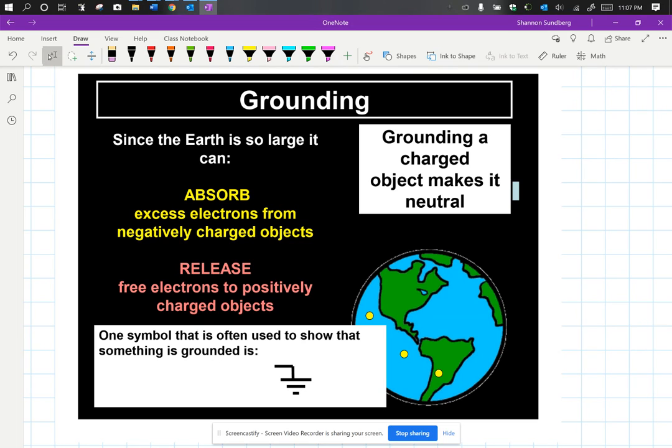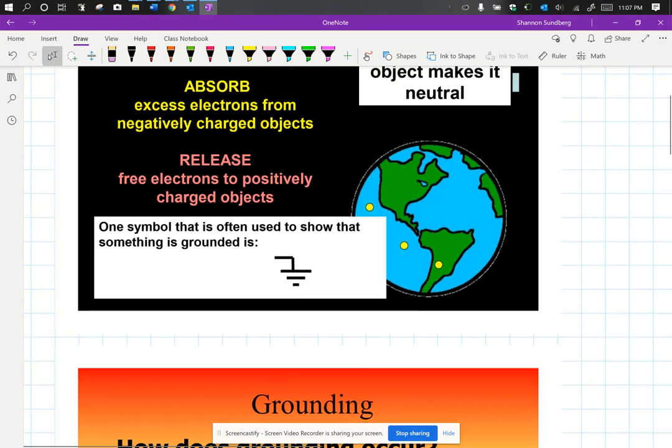So grounding a charged object makes it neutral. That's very, very important, especially with lightning strikes. And we're going to talk about the truck thing that I had mentioned in a few slides. So this is just a summary slide. There's nothing to write here.